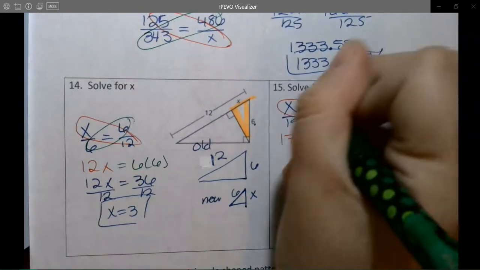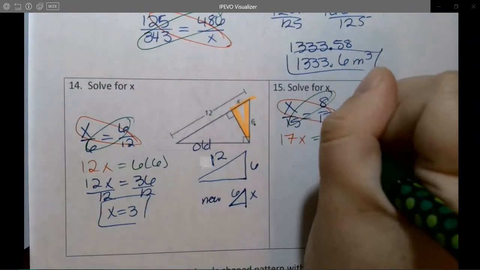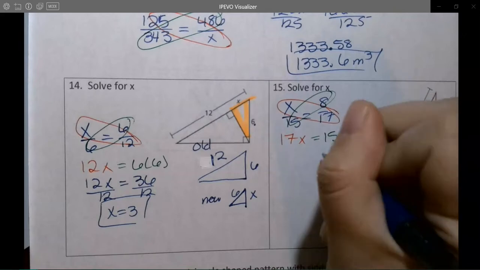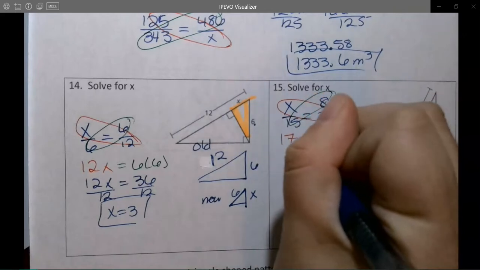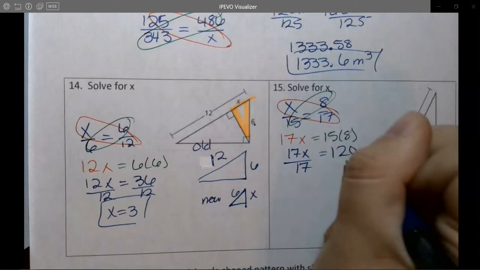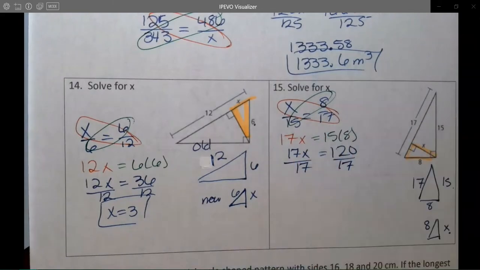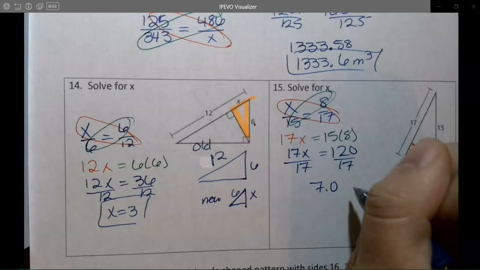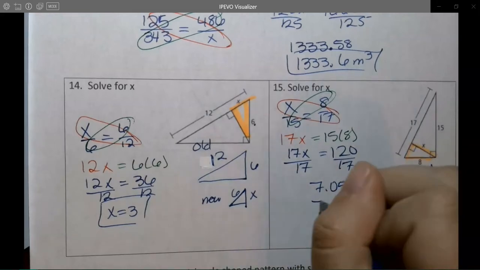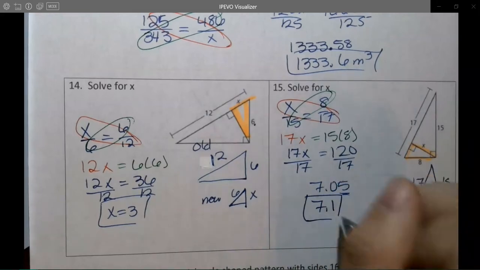And then I want to go ahead and multiply these two over here. I'm going to have 15 times 8. 15 times 8 is 120. And the left side stayed the same. I want to go ahead and divide both sides by 17. And that gets me 7.05. So because this is a 5, I want to round to 7.1.